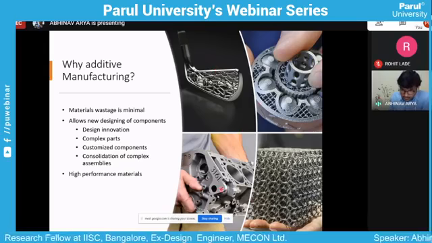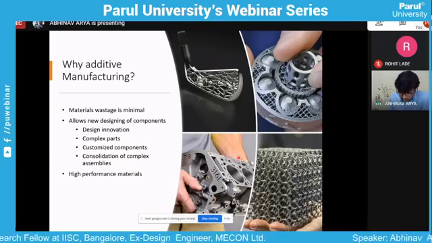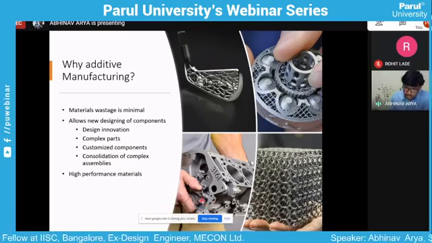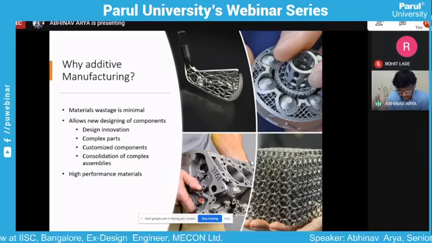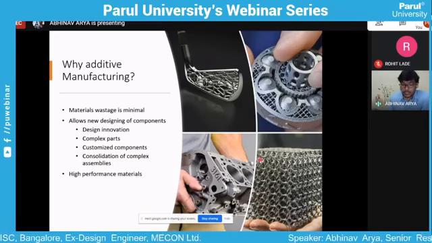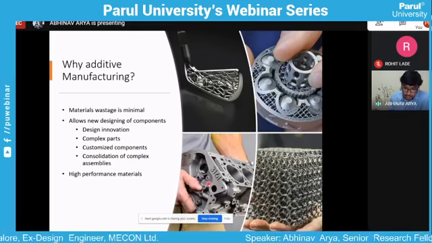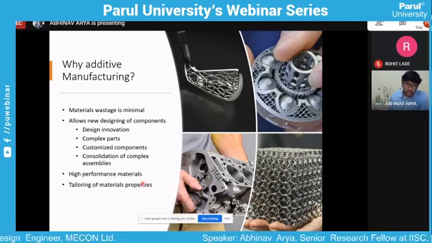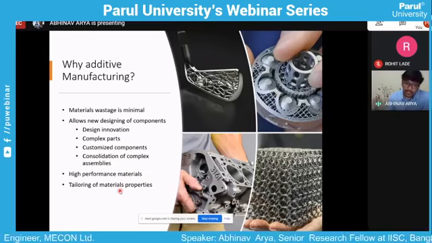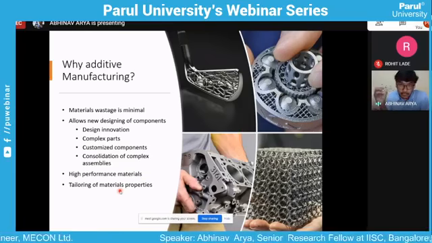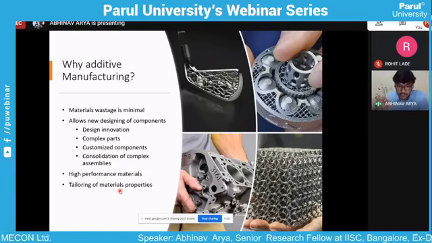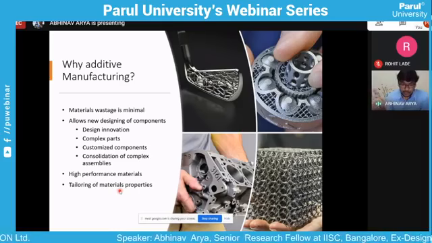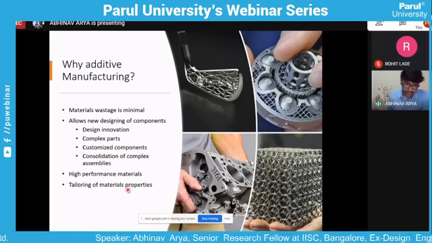Similarly here, this engine that you are seeing, for manufacturing such a component there are many steps and a lot of wastage of material, but here we can directly print it. It also allows us to tailor the material's properties. Why? Because we are depositing the material layer by layer, so we can tailor the material property. I'll talk about this in the next slide.